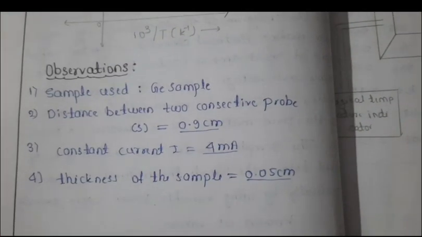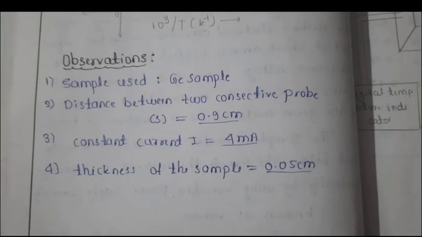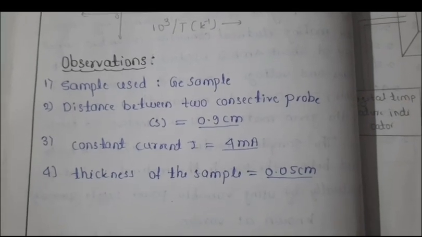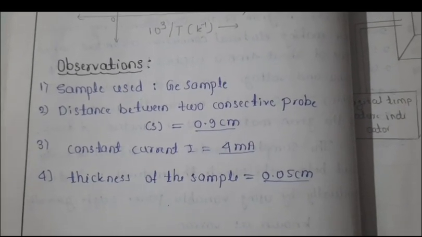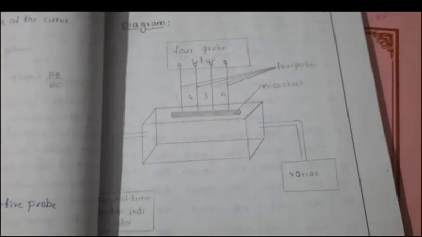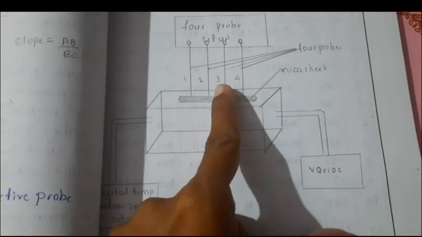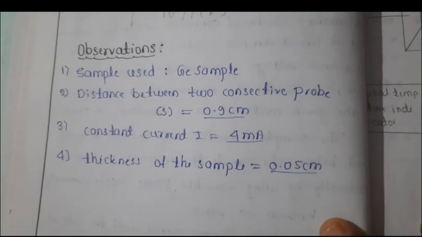We should note down the observations before starting the experiment. The sample used is the germanium sample, which is a semiconducting material. The distance between 2 connecting probes is 0.9. Here is the block diagram for the 4 probe. If you see, these are the 4 probes, and the distance between them is 0.9 centimeter.